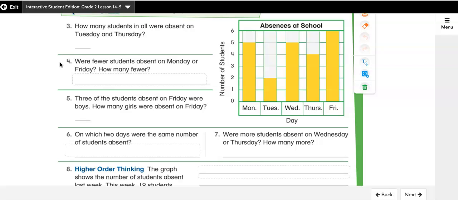So looking at question 4, it says, were fewer students absent on Monday or Friday? And then it wants to know how many fewer. So I have to go over here to my graph, and the first thing I need to figure out is how many students were absent on Monday. So I see that 5 students were absent on Monday. Then I need to figure out how many students were absent on Friday. So I'm going to go across my graph to Friday and go up, and I can see that 6 students were absent on Friday. So 5 students were absent on Monday, and 6 students were absent on Friday.